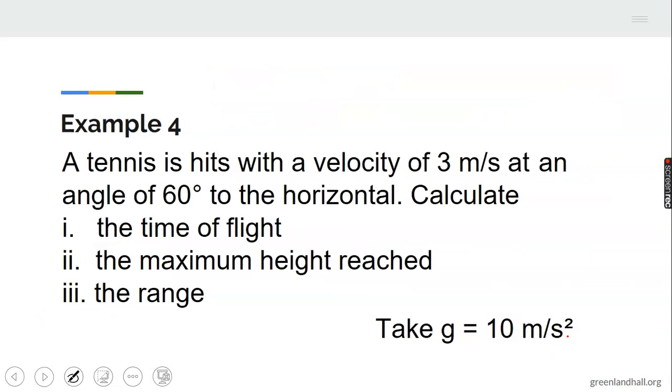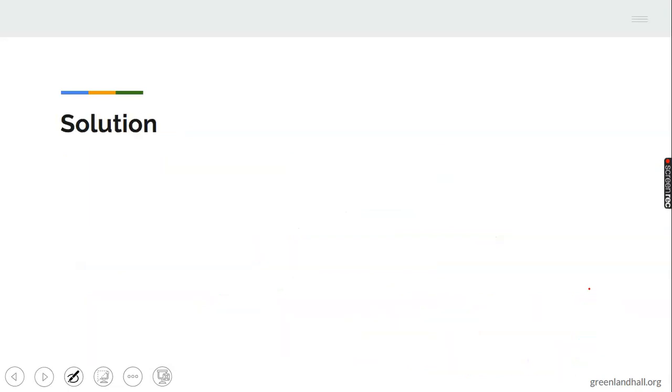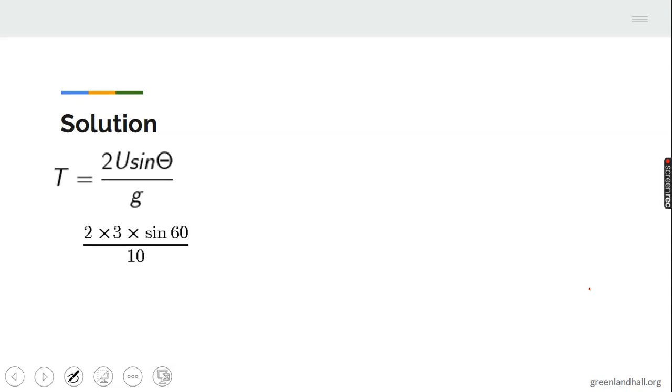In the same way, a tennis ball is hit with a velocity of 3 meters per second at an angle of 60 degrees to the horizontal. Calculate the time of flight, maximum height, and range. Take note your g is 10 meters per second squared. Now, just like the other question, this is our formula. You input your values since you know the initial velocity and the angle.